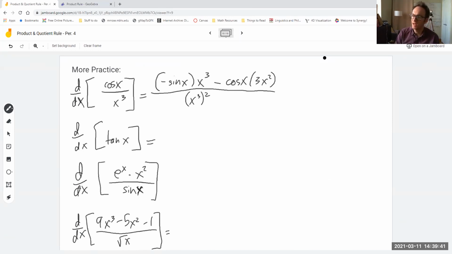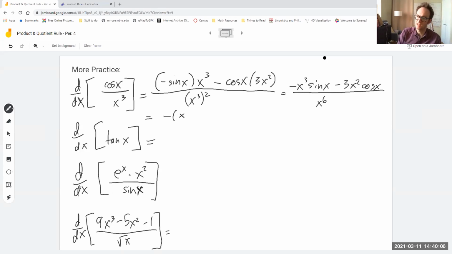Okay, and a lot of cancellation happens here. You get negative x cubed sine minus 3x squared cosine, but then that whole thing is over x to the 6th. And it is possible to rewrite this a little bit smoother. You can divide by x squared on the top and the bottom. And so you get negative x sine x plus 3 cosine x over x to the 4th. That's how you would probably see it in the back of the book.